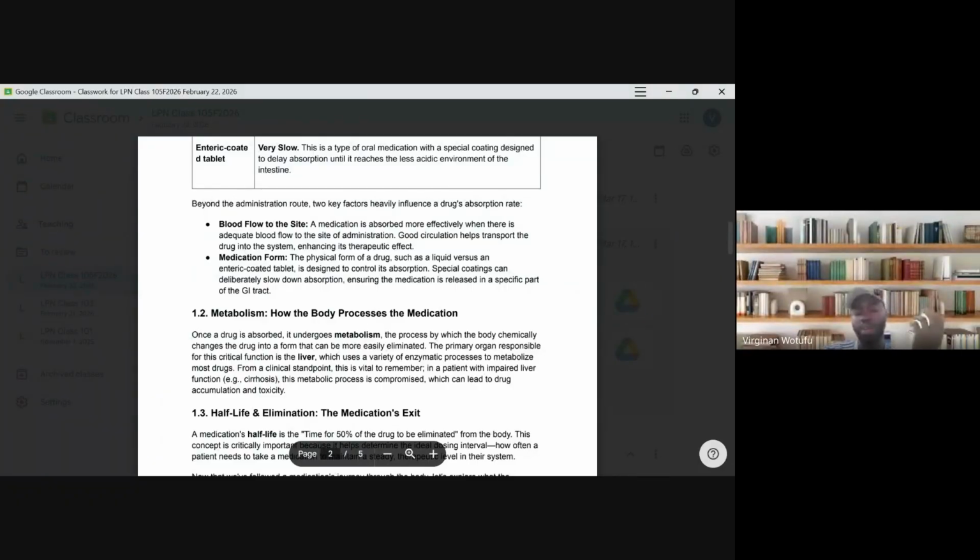If the patient has a liver damage or has a problem like liver cirrhosis, this will delay or slow down metabolism, leading to buildup of the amount of medication in the body, causing toxicity. So we are supposed to always pay attention to the liver function of the patient while administering medication. Okay.